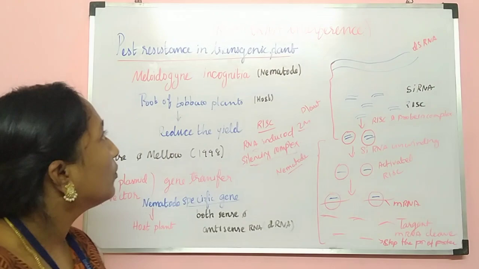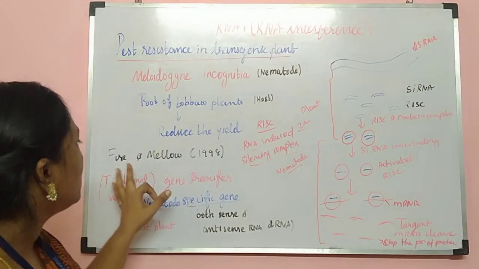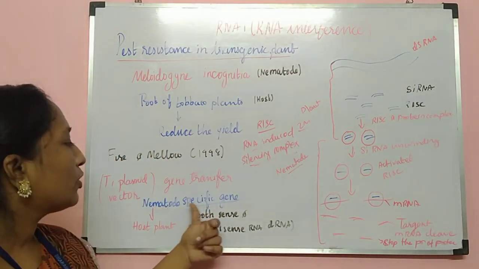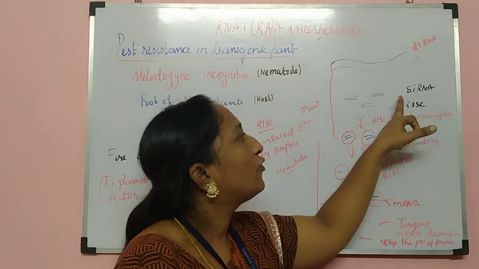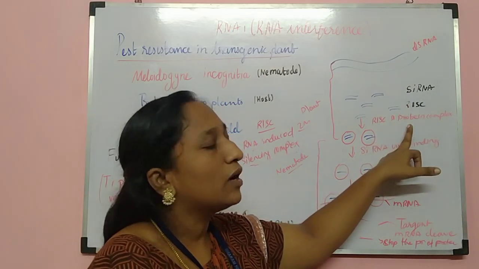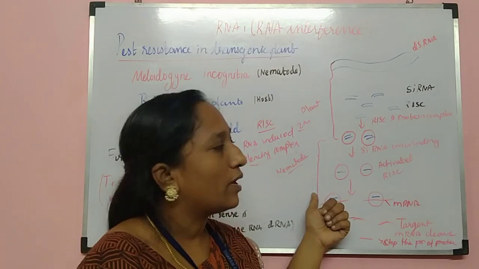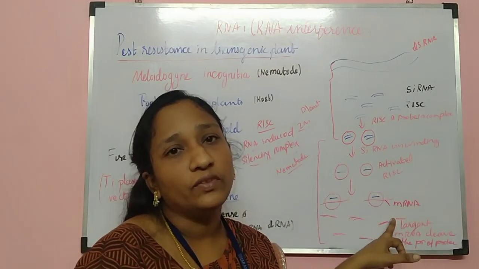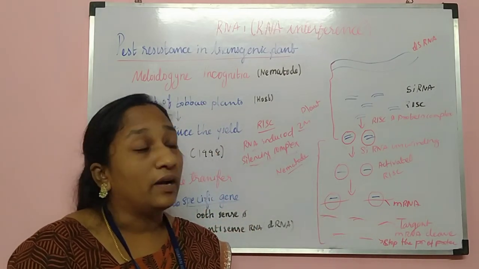So this is about bringing pest resistance into the tobacco plant. Who did this? Fire and Mello in 1998. Which gene did they select? The nematode specific gene, which produces the double stranded RNA that is cut by the dicer, forming siRNA. This siRNA along with protein forms the complex. This complex enters the stomach of the nematode, gets unwound and activated, binds with the mRNA of the nematode, and stops the production of protein. Thereby it kills the nematode.